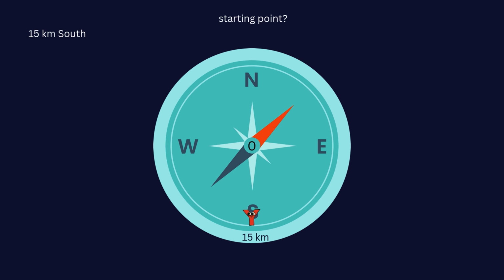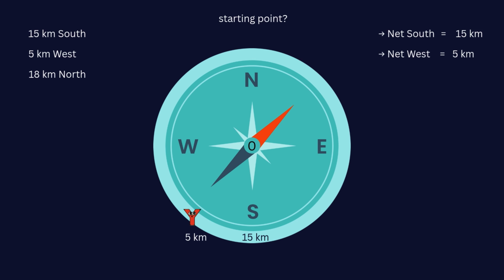So his net direction, or his total direction, is 15 kilometers south. Now he traveled 5 kilometers west, and his net direction, or his total direction, is 5 kilometers west. And then he traveled 18 kilometers north.